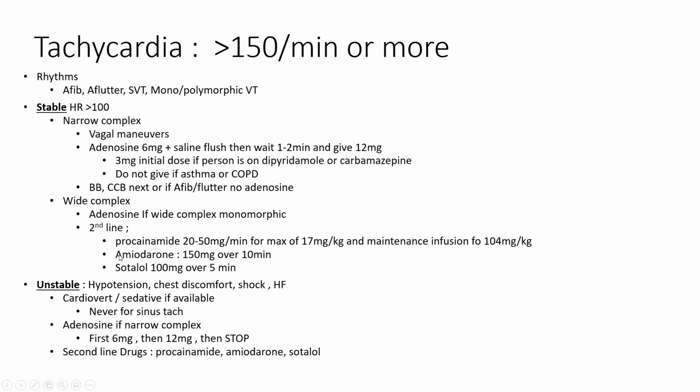Now you'll see amiodarone again in the pulseless algorithm for VTACH, VFIB, all those. So the amiodarone here is 150 over 10 minutes. Remember that the amiodarone in the other algorithm is going to be 300, then 150. Here, for tachycardia, wide complex, second line, amiodarone 150.